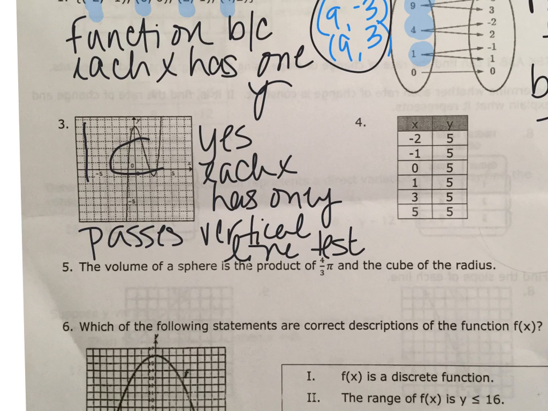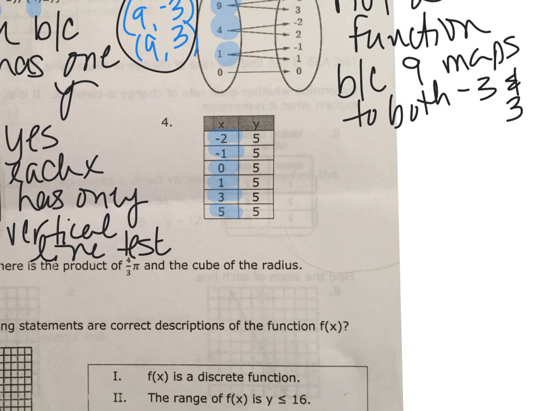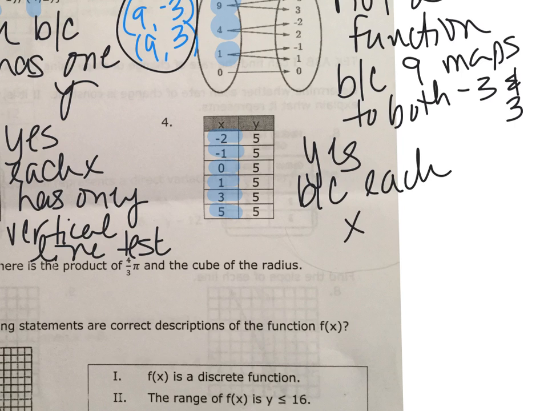All right, number 4, again, we have a table with x values, so I'm going to look at my x's. These are all different, so it's definitely a function. It's okay if all the x's map to the same y value, because if I look at them individually, -2 only goes to 5, -1 only goes to 5, 0 only goes to 5, so that makes it a function. So yes, because each x goes to 1 y.